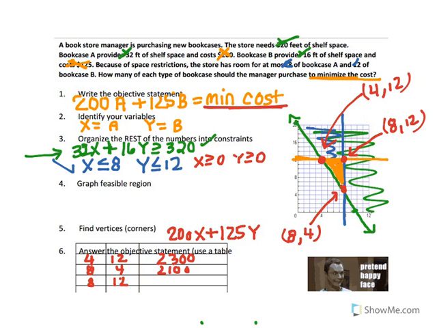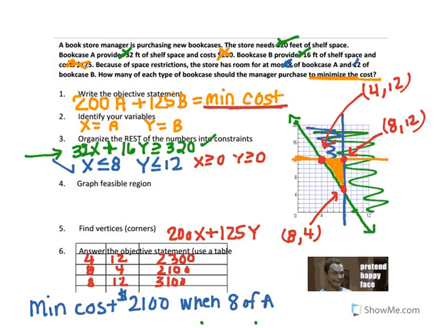I want the smallest value. Let's try the last one. 200 times 8 plus 125 times 12 gives me $3,100. Again, I'm trying to minimize my cost. So the minimum cost is $2,100 when 8 of A and 4 of B are made.